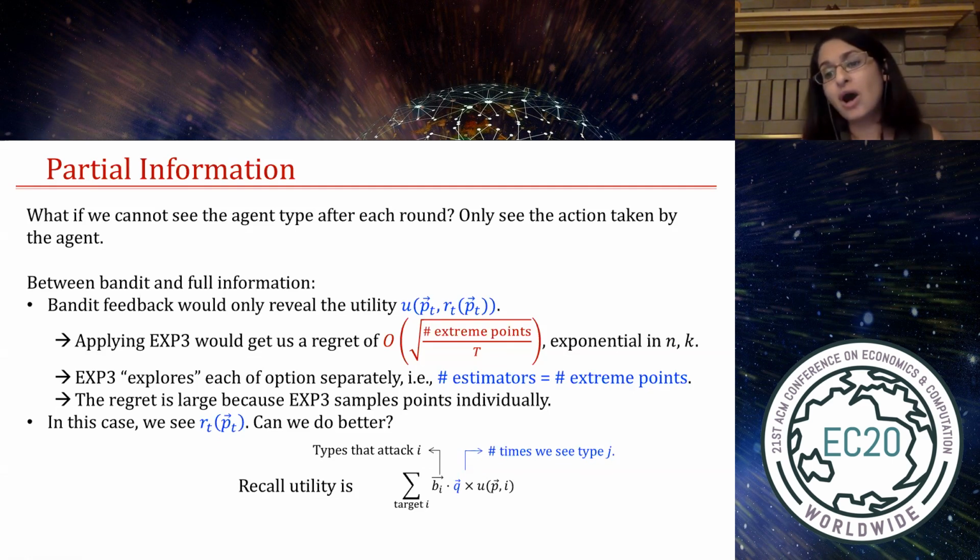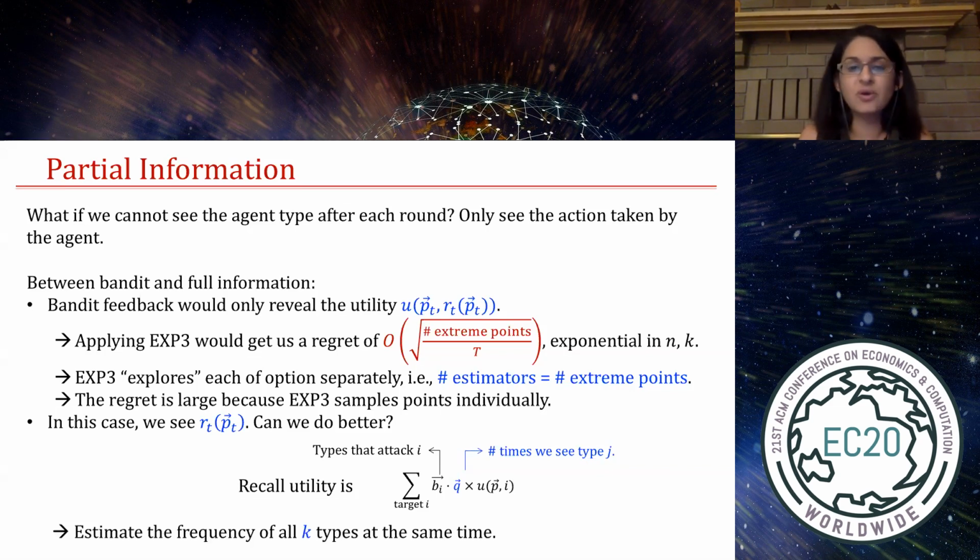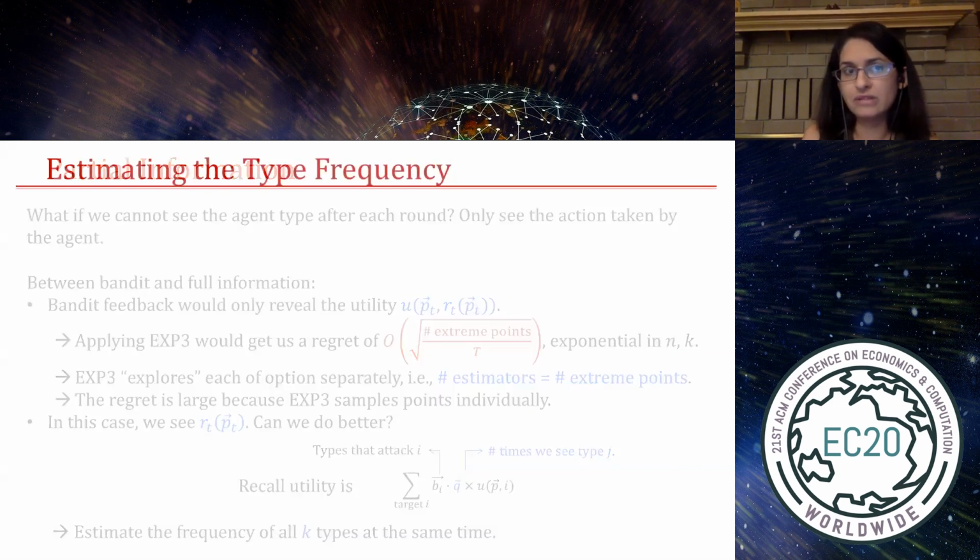The only thing that's unknown is, sorry, the frequency of each attacker type. The number of times that I see attacker type J arriving is something I don't know. And there are only K missing pieces, only K frequencies, K being the number of attacker types that I don't know. So how can I estimate all of that?